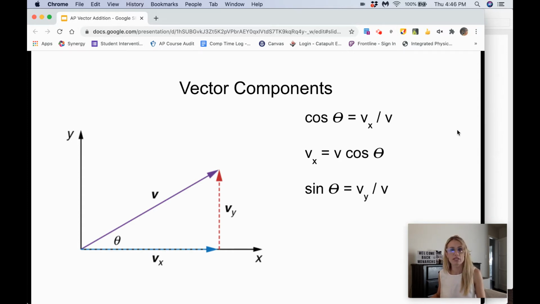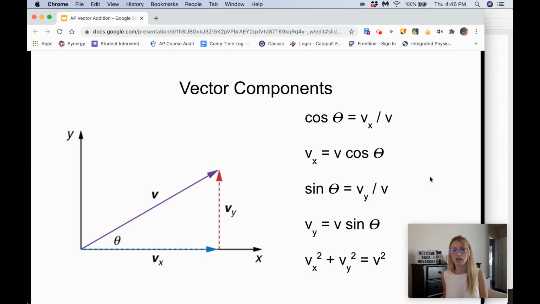If we want to use the sine, we know that SOH, S-O-H, it's opposite over hypotenuse. So we end up getting the y component of that vector over the hypotenuse, or the actual magnitude of the vector. And then again, solving for that y component of the vector, we get v, the vector magnitude, times the sine of the angle. If we have two of those components and we want the third, we can use Pythagorean theorem. We just get v sub x squared plus v sub y squared equals v squared, which is just a squared plus b squared equals c squared.